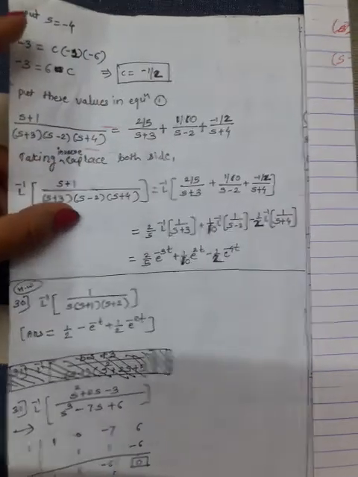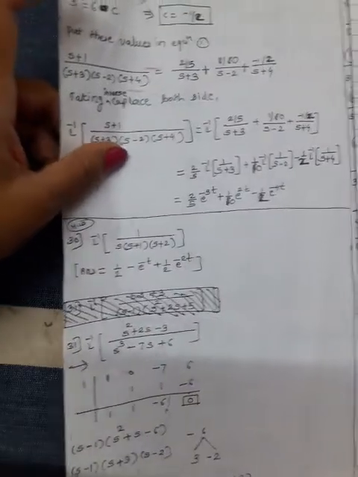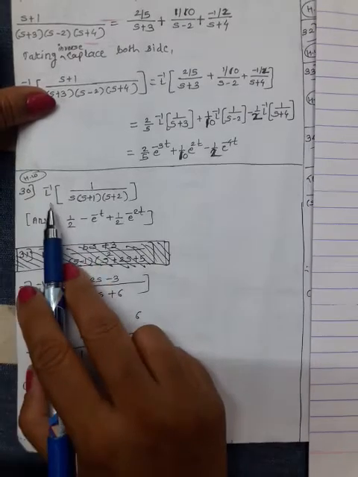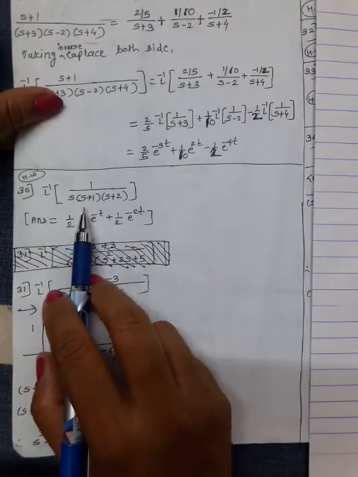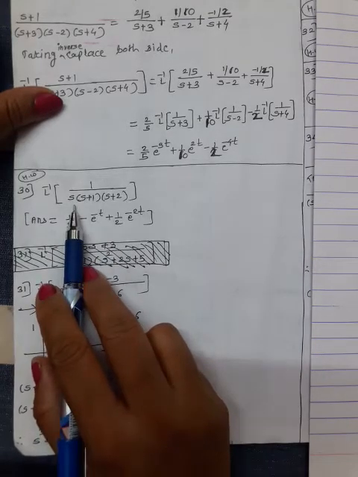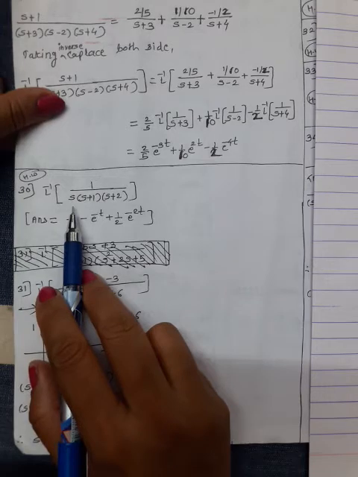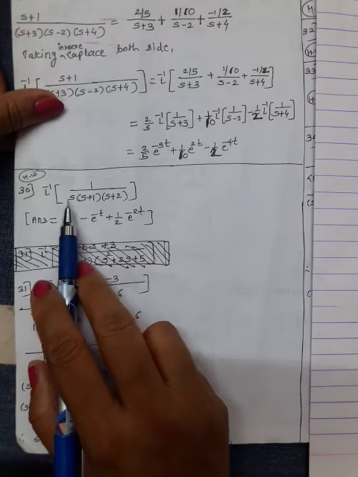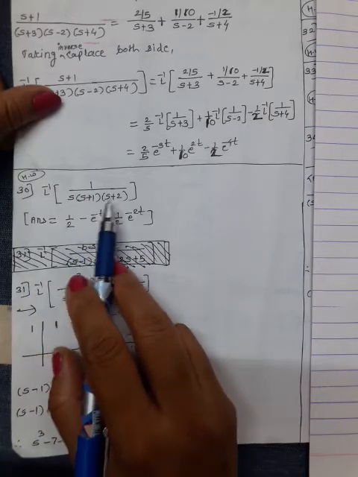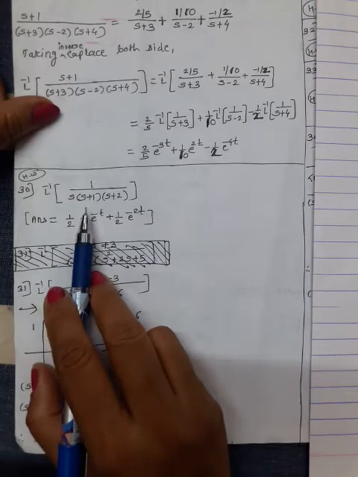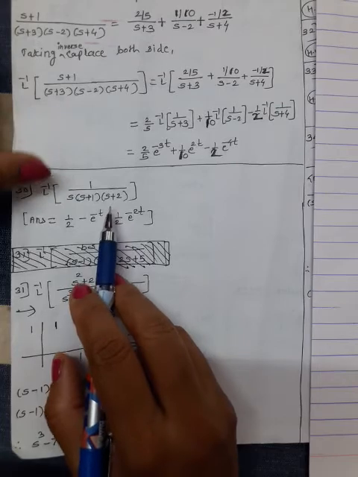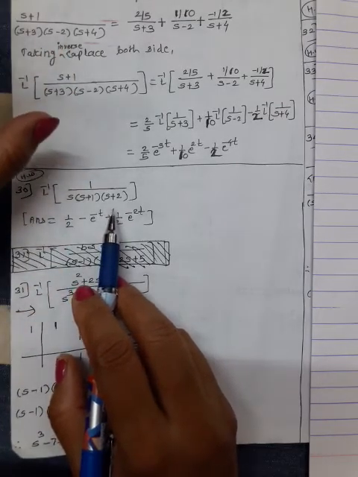Now here consider one more example. This is your homework: the inverse of 1 upon s into s plus 1 into s plus 2. This is homework, the answer is this. There are three factors. Here s alone is also a linear factor, like s plus 0, that's why it is one factor. This is second, this is third. There are three linear factors, so you can take a upon s, b upon s plus 1, c upon s plus 2, and calculate as above. You get this answer.